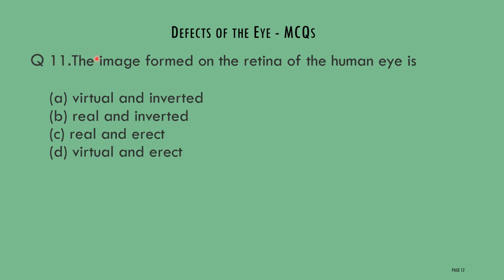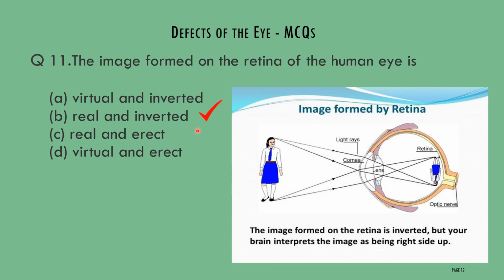Question number 11. The image formed on the retina of the human eye. Which type of image will form on the retina of the human eye? Option A is virtual or inverted. Option B, real or inverted. Option C, real and erect. Option D, virtual and erect. Which is the correct answer? The correct answer is real and inverted.